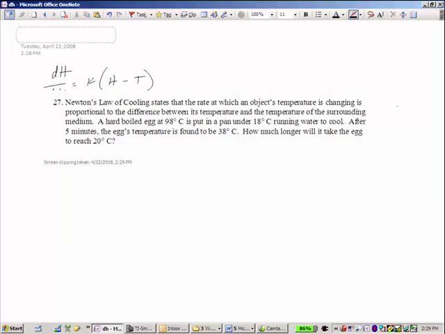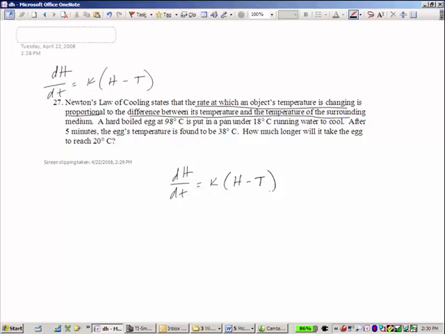All right. So here it is. Shelley, read for us. Newton's law of cooling states that the rate at which an object's temperature is changing is proportional to the difference between its temperature and the temperature of the surrounding medium. So here's the thing. The important pieces are the rate at which the object's temperature is changing. So this is the derivative, right? Is proportional. That's our K value. And then the difference between the temperature and the temperature of the surrounding medium.